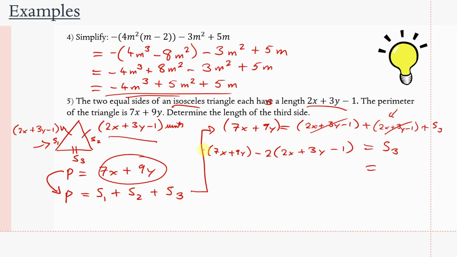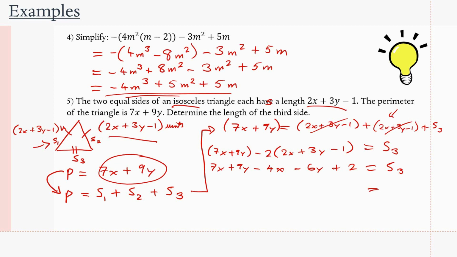So here, we have a positive in front of the brackets. So we just want to say 7x plus 9y. And here on the right side, we're going to do the distributive property. So negative 2 times 2x will give us negative 4x. Negative 2 times positive 3y will give us negative 6y. Negative 2 times negative 1 will give us positive 2. The right side is S3.